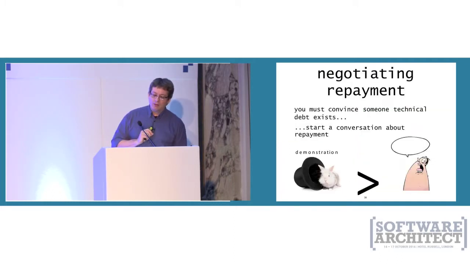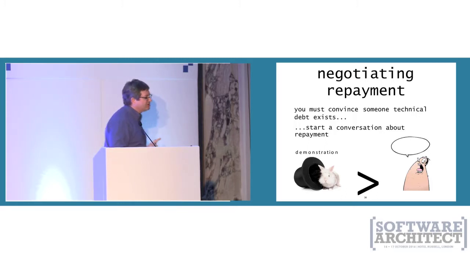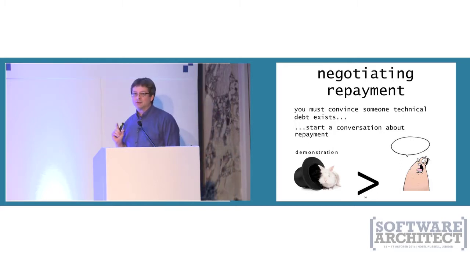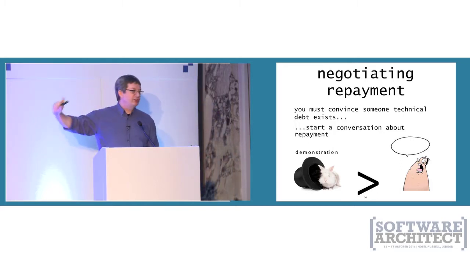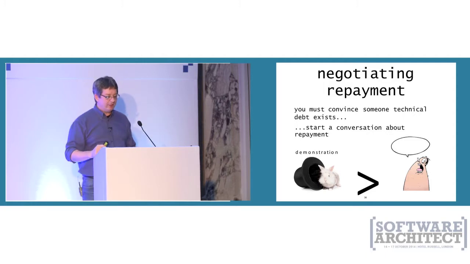The real problem with technical debt is not its existence, because just like regular debt, it's not inherently a bad thing. The problem is, as developers, we're really terrible at negotiating repayment. And this is the real skill that we need to hone, not dodging technical debt, but getting payment.